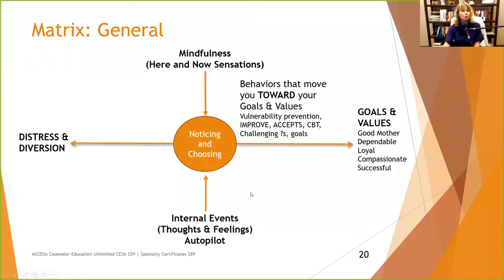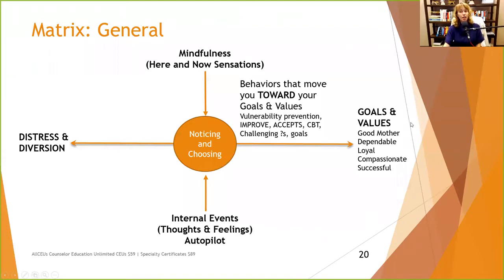A lot of times we talk about things, and I incorporate DBT skills. We talk about vulnerability prevention, getting enough sleep, eating well enough, getting some recreation and relaxation. We talk about the acronyms IMPROVE and ACCEPTS, which are also DBT acronyms for distress tolerance skills. Sometimes we'll go into the ABCs of cognitive behavioral therapy or the challenging questions activities, and just plain old setting goals.